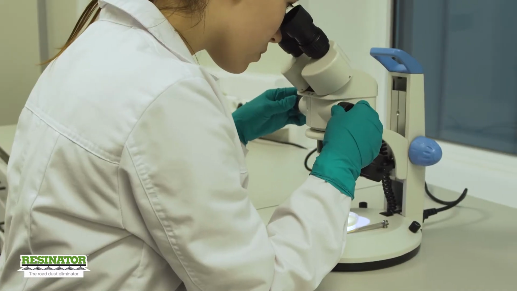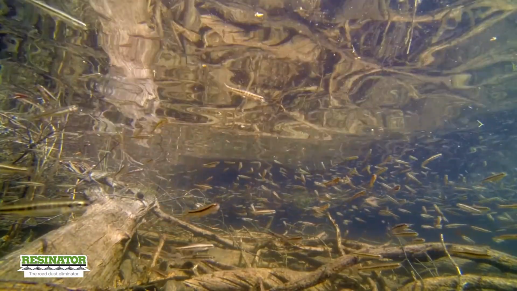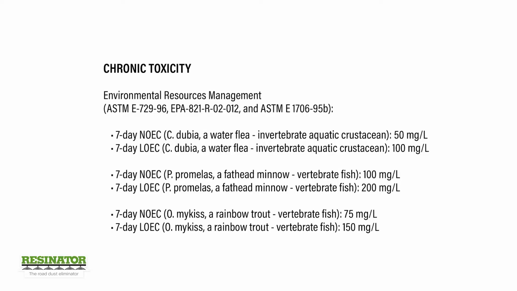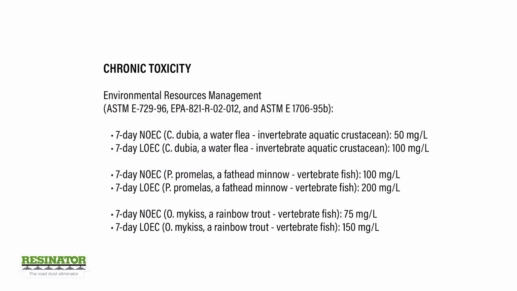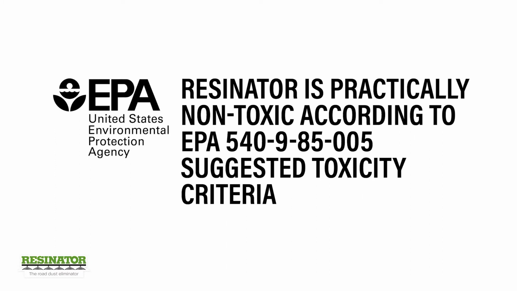Chronic toxicity tests are performed to determine the long-term toxicity of a product to aquatic organisms. In addition to lethality, chronic toxicity measures changes in growth, reproduction, and behavior. Resinator was again found to be practically non-toxic to aquatic organisms with NOEC and LOEC results far greater than 10 milligrams per liter on all 3 organisms tested. Resinator is practically non-toxic according to the EPA's suggested toxicity criteria.